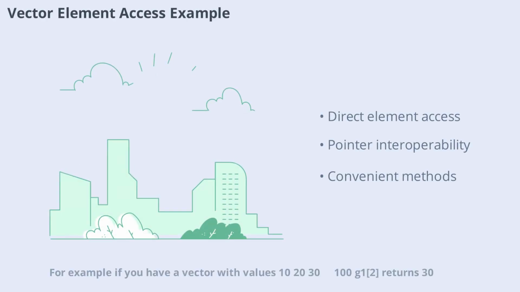For example, if you have a vector with values 10, 20, 30, 50, 100, g1[2] returns 30, g1.at(4) returns 50, front gives 10, and back gives 100. Using data, you can get a pointer to the first element, which is useful for interoperability with C-style arrays.